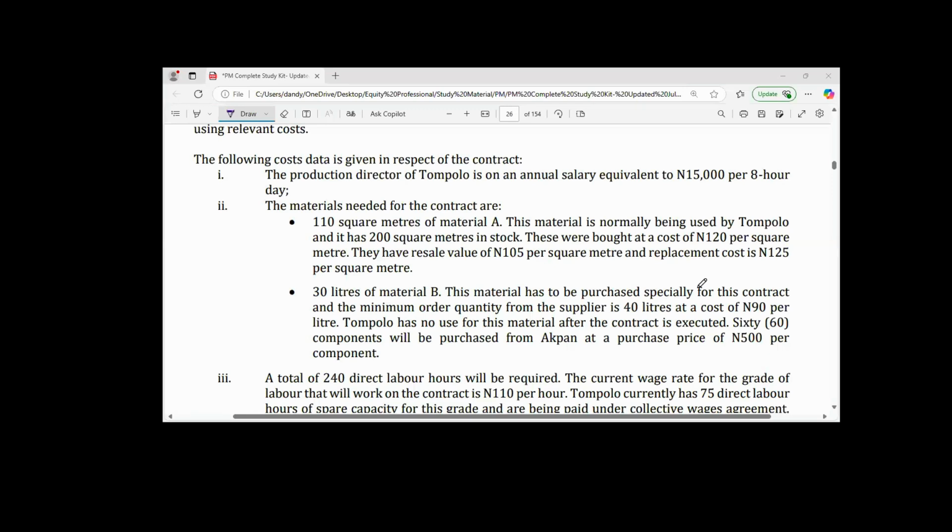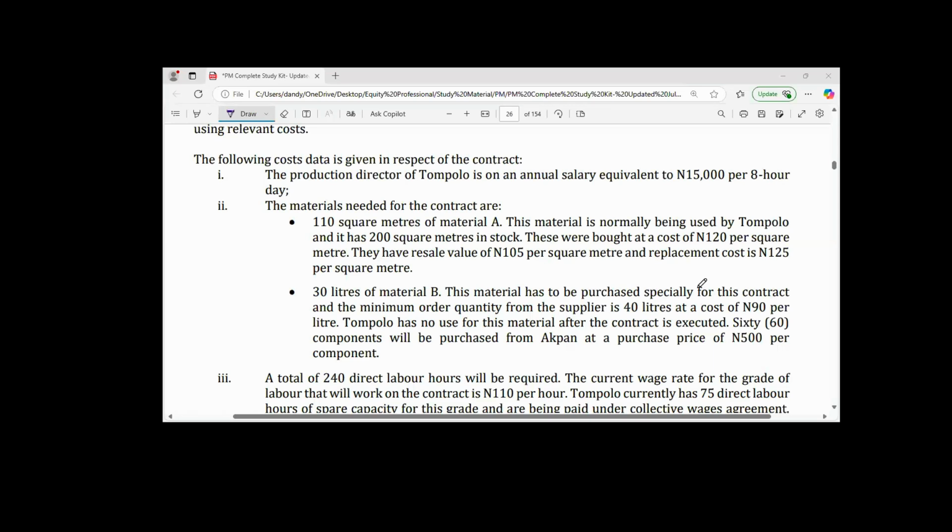These were bought at a cost of 120 naira per square meter. They have a resale value of 105 naira per square meter and a replacement cost of 125 naira per square meter. 30 liters of material B.